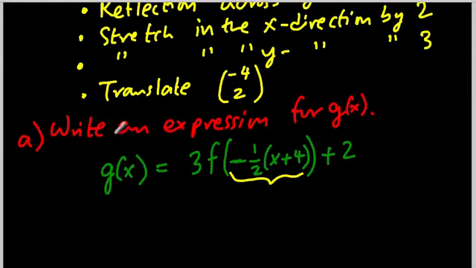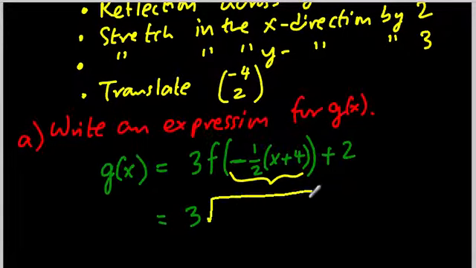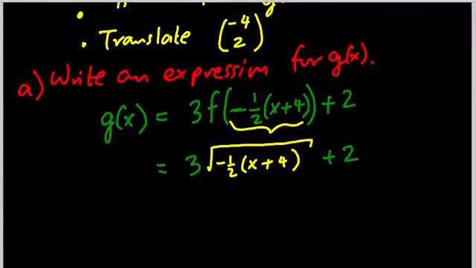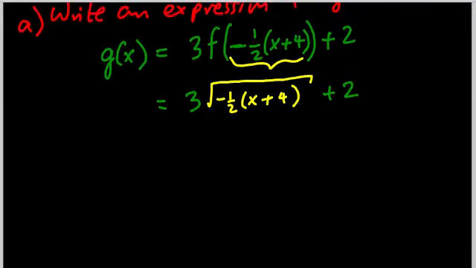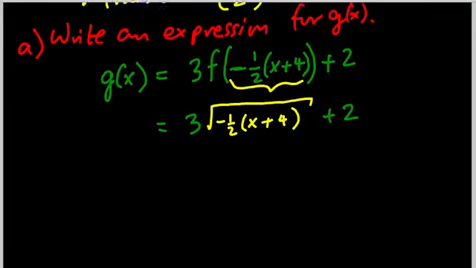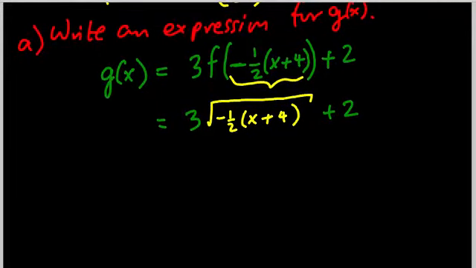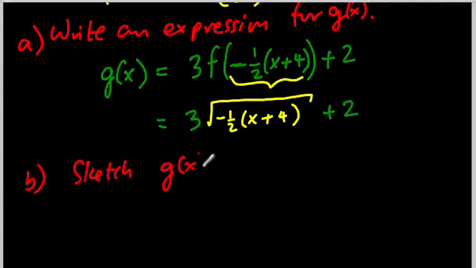So if I rewrite this in terms of the square root function, it's going to be 3 times a square root. What's going to be inside that square root? It's going to be -1/2 (x plus 4), and then it's going to be plus 2. And that's the equation for g of x. Now the second part, which I think is actually the relatively easier part, because we already have the transformations given to us in writing. So part B is sketch g of x.